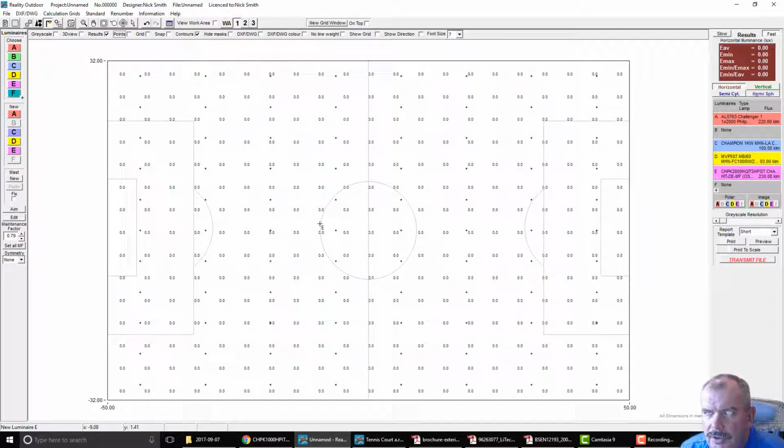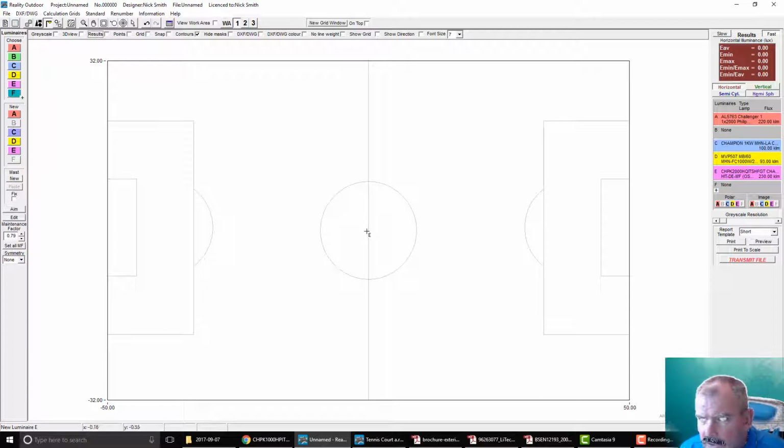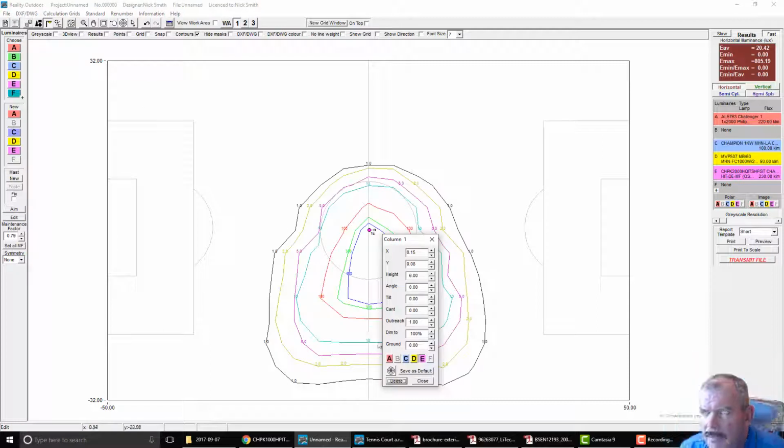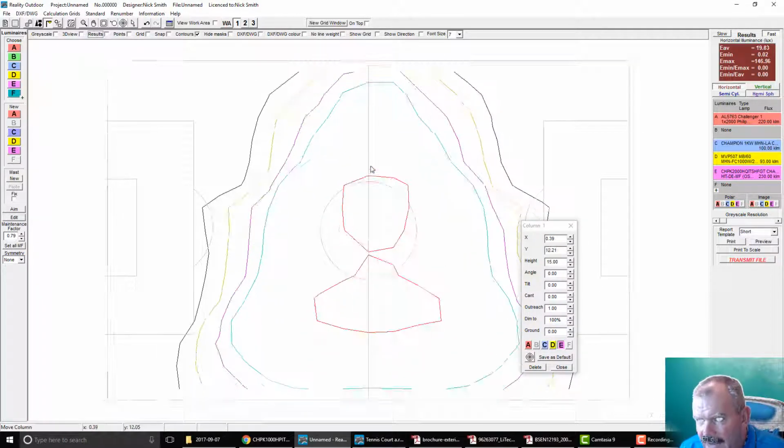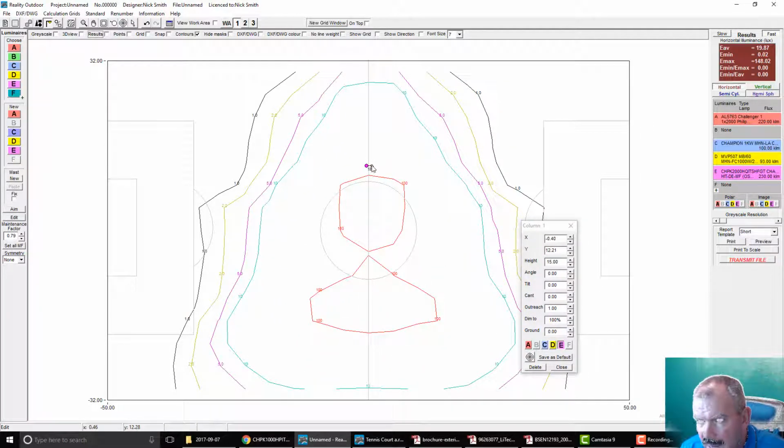Obviously, the more points you use, the more accurate the uniformity is going to be, and the better it will look to the users. So something that's just worth considering whilst we're talking about that. So I'm going to position a column in the middle of the pitch, and I'm going to mount it at 15 meters. Now, as you can see with this distribution, the lantern is pointing to the right.